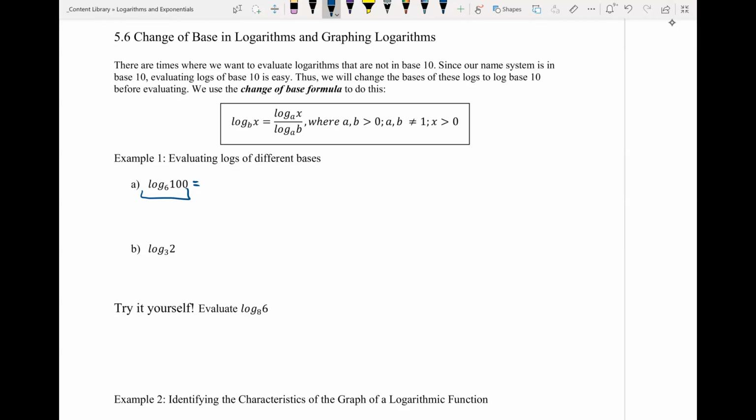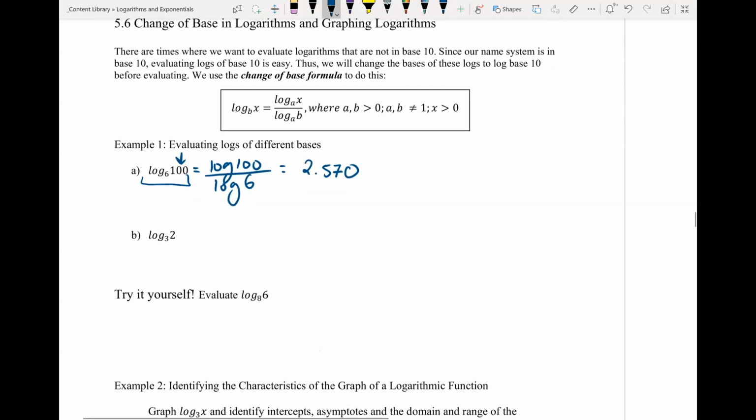So if I want to rewrite this in terms of the change of base formula, it's going to be log of 100 over log of the base, which is 6. And then we can put this into our calculator. So if you want to pull out your scientific calculator, we're going to press log 100 divide by log 6, and we should get 2.57. And that's it.